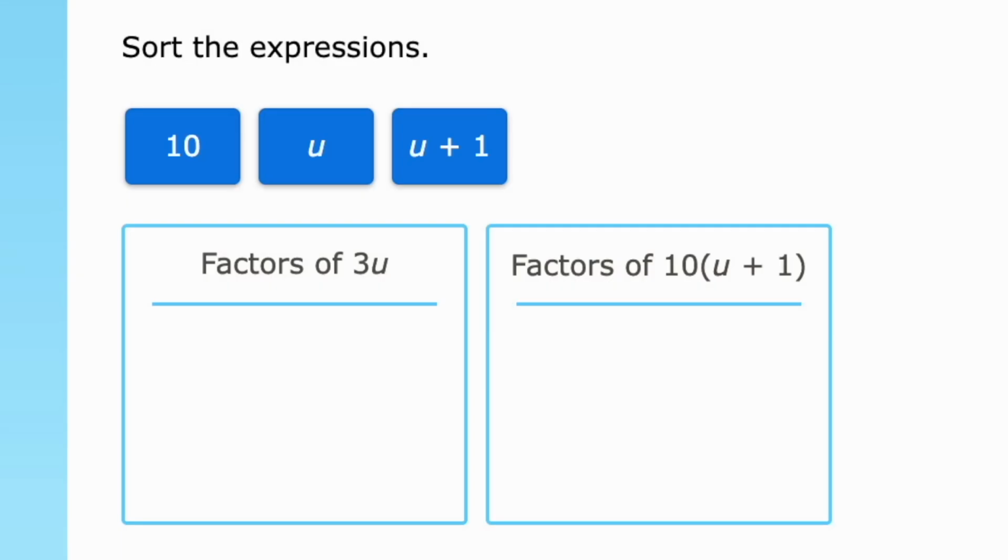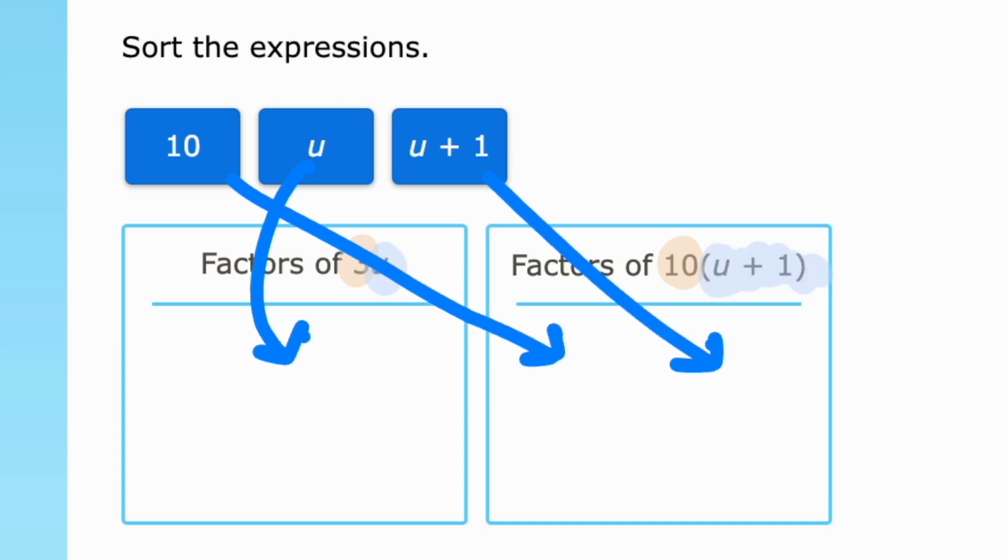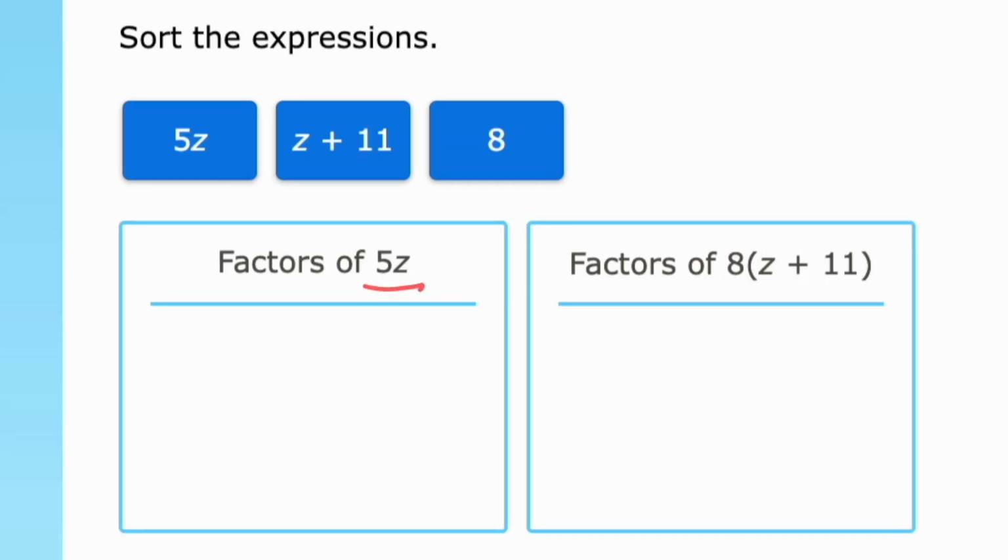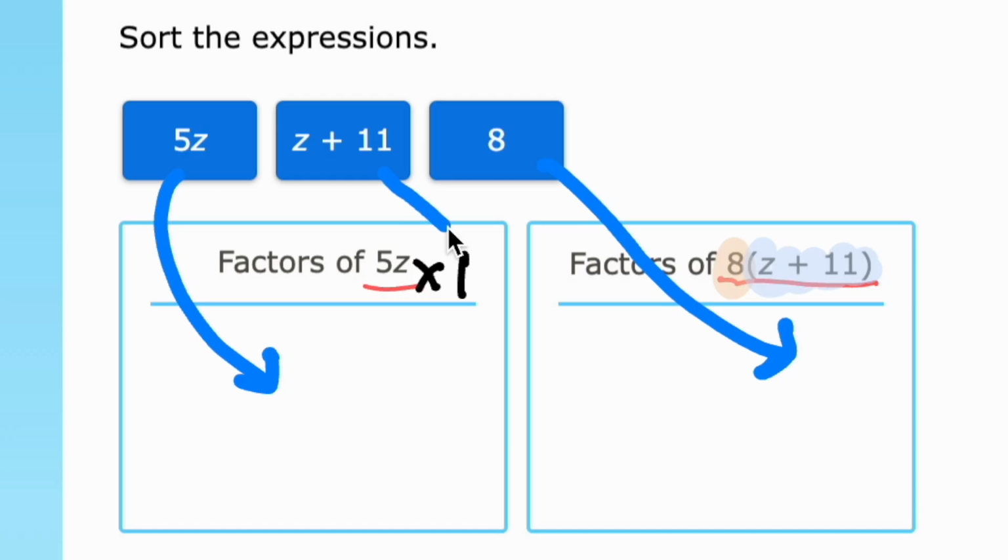Next, we need to find the factors of 3u, which should be 3 and u. Then the factors of 10 times u plus 1 are 10 and u plus 1. Next, for the factors of 5z, since I don't see a 5 or a z, we do know that 5z times 1 is 5z, so 5z is a factor of itself. And for 8 times z plus 11, we can just break it up. 8 is a factor, and z plus 11 is a factor.